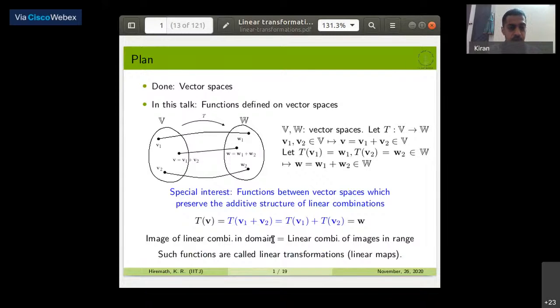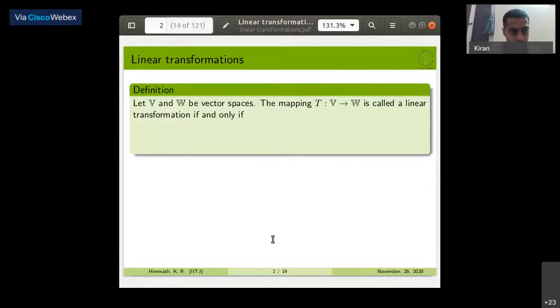So we have to first give the broad picture and then introduce them to the formal definition: let V and W be vector spaces, and a mapping T from V to W is called a linear transformation if and only if it satisfies the property that T of U plus alpha V is equal to T of U plus alpha times T of V, where U and V are elements of V and alpha belongs to the underlying set F.